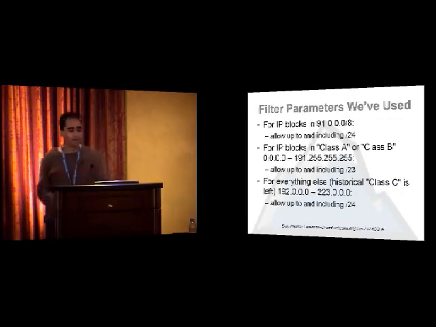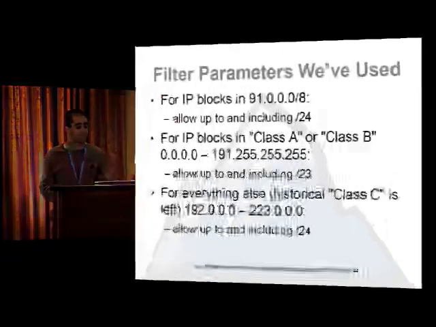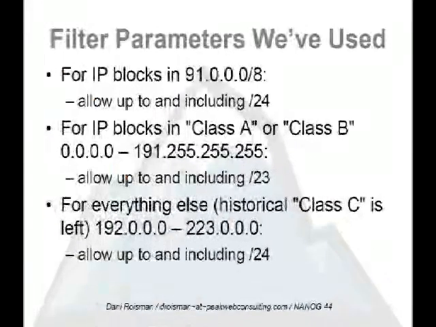Pretty simple. 91/8, just because 91/8 is kind of a curious block that was allocated, according to documentation, up to /29. Me personally, I'm happy routing /24s on the public internet. So for that block, I did allow up to /24.